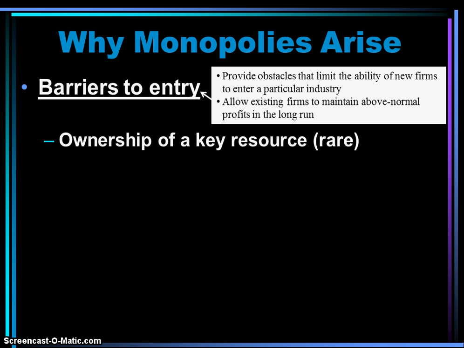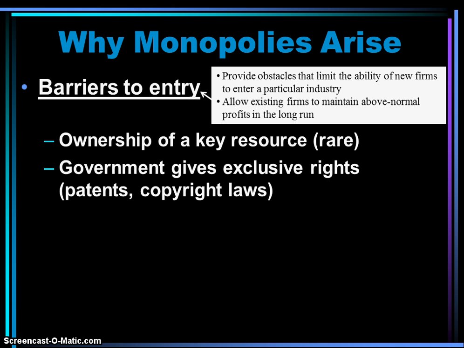Some of the major barriers to entry that are common are ownership of a key resource, which is rare, and companies that can do this are known as resource monopolies. In the reading in your practice problem packet, De Beers diamonds was used as an example of a resource monopoly. Sometimes we have government-created monopolies where the government gives the exclusive rights to produce a product to one company, like a patent or a copyright.